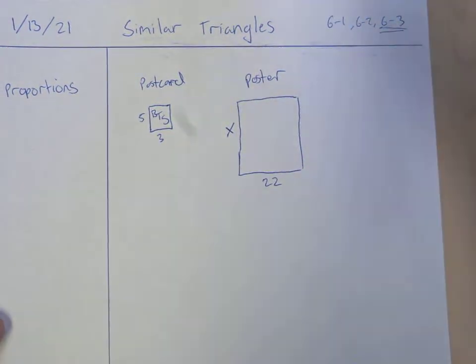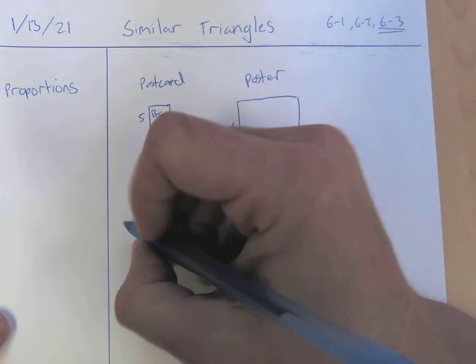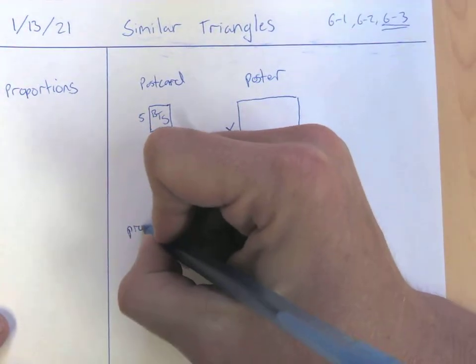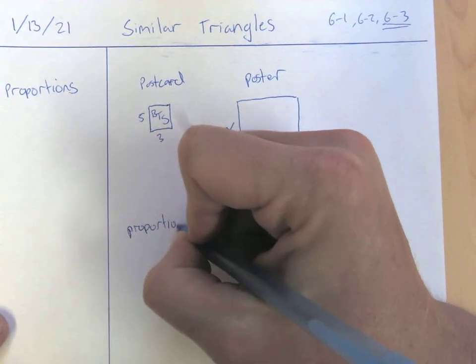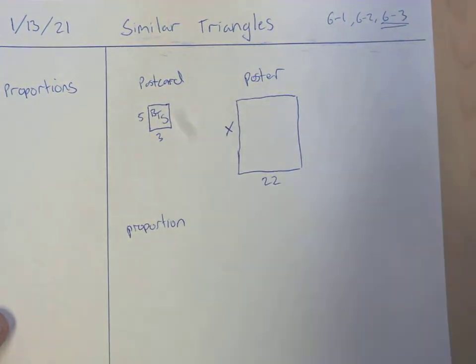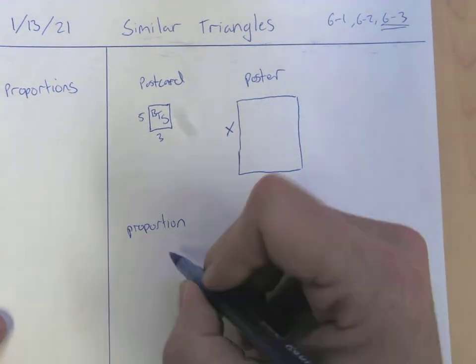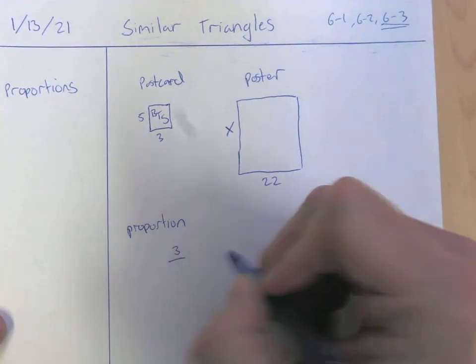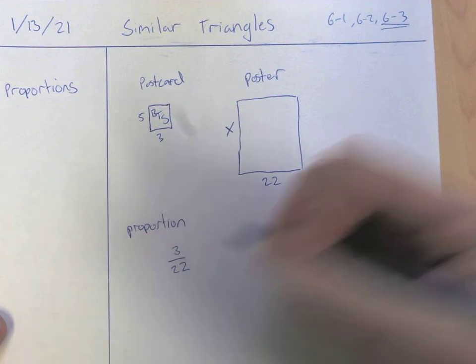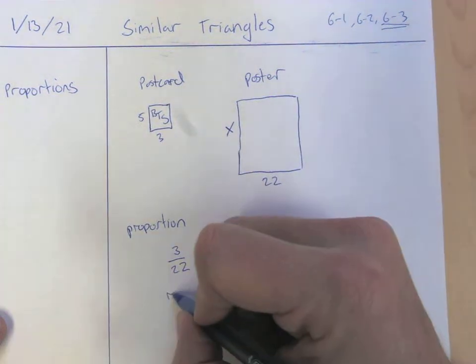Okay, so we don't know how high to make our poster, but what we can do is we can set up what's called a proportion and solve a proportion. Okay, so a proportion is an equation. Okay, it's just a specific type of equation where you have a ratio equal to a ratio. So I'm going to write a ratio here. A ratio is a comparison of two quantities. Okay, so here's ratio 1.